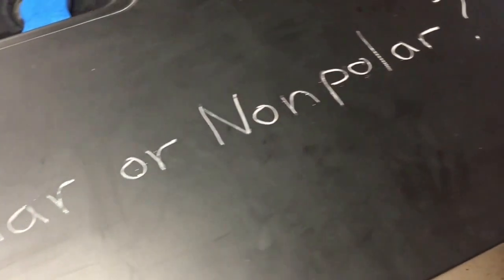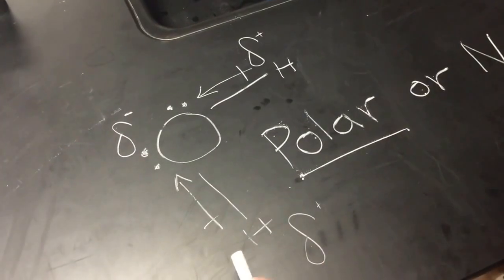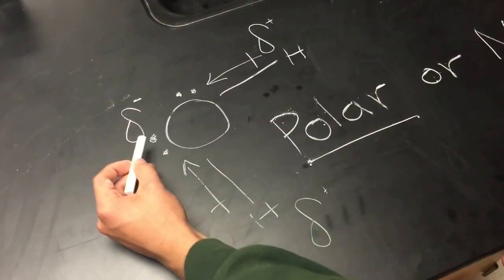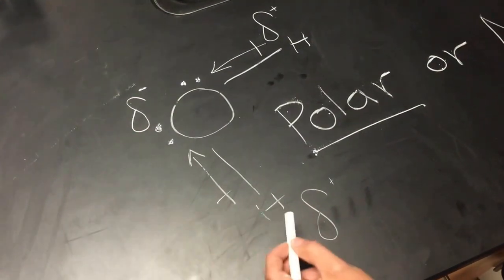Is water polar or non-polar? Water is polar. It's polar because the two dipoles shown here are going that way, and there's no other dipole coming to cancel them out. So if the dipoles don't cancel out, they're polar.